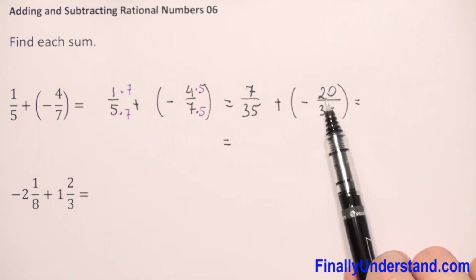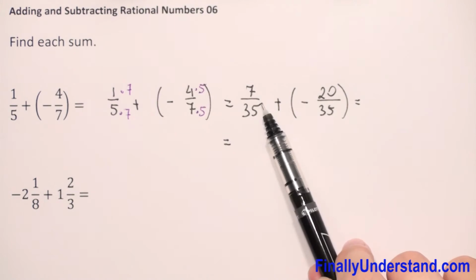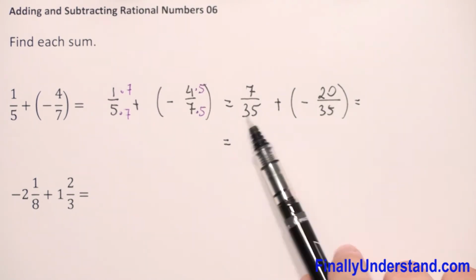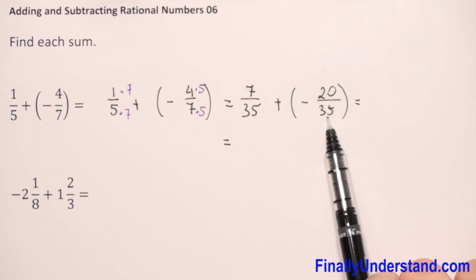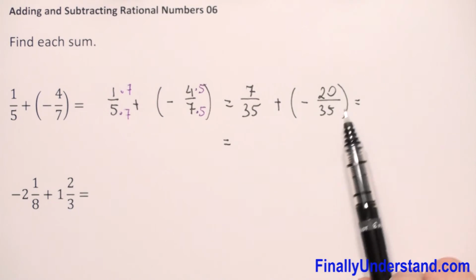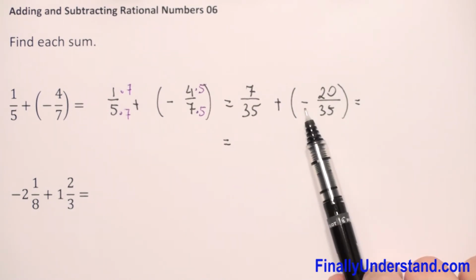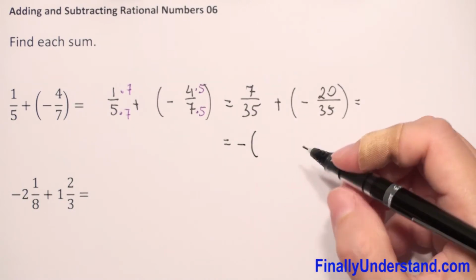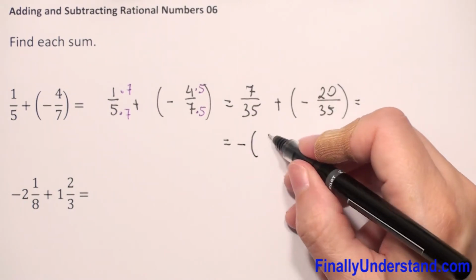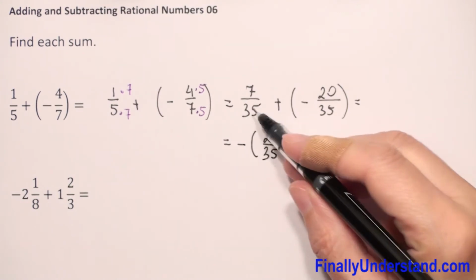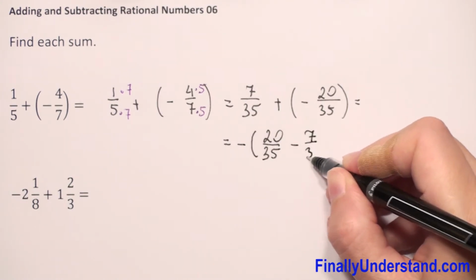We have 7 and 20. 20 is greater than 7. We forget about the negative sign. We compare only the numbers. So 20 over 35 is greater than 7 over 35. Before 20 over 35, we have negative sign. So we copy this negative sign, we open parentheses, and we subtract from the greater number, so 20 over 35, we subtract smaller, so 7 over 35.